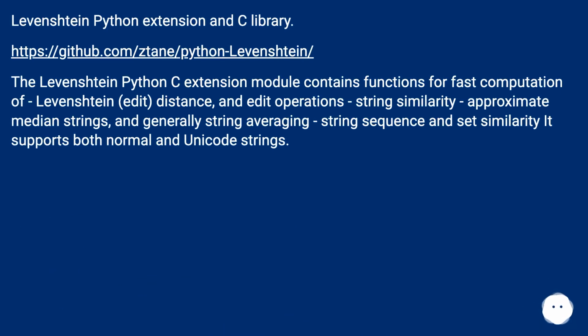Levenshtein Python extension, C library. This URL. The Levenshtein Python C extension module contains functions for fast computation of Levenshtein edit distance and edit operations, string similarity, approximate median strings, and generally string averaging, string sequence, and set similarity. It supports both normal and Unicode strings.